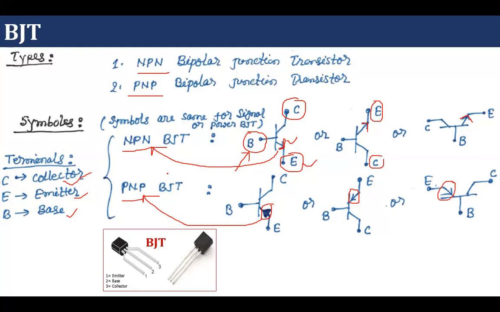And again, see the difference? This is the symbol and this is the actual device. So we should not get confused with this symbol. The symbol is just a symbolic representation of the device. It is not the actual device shape.